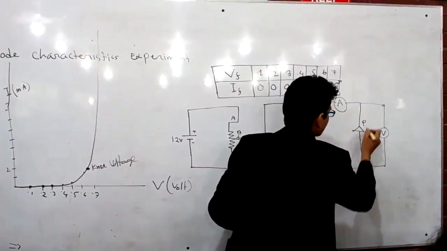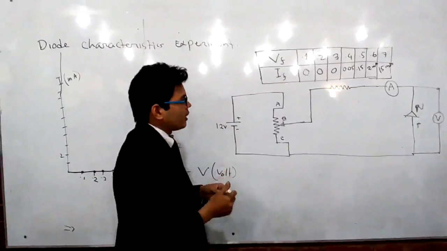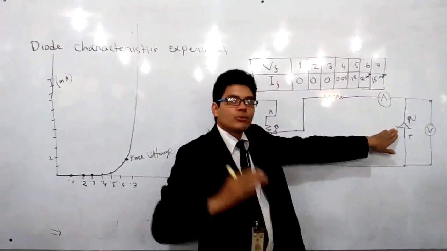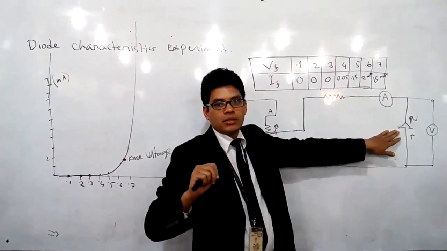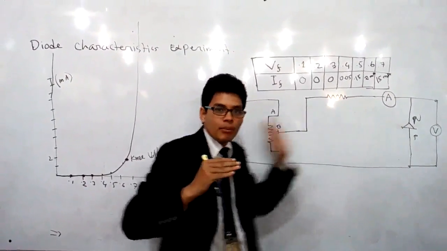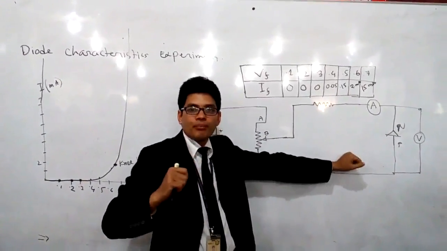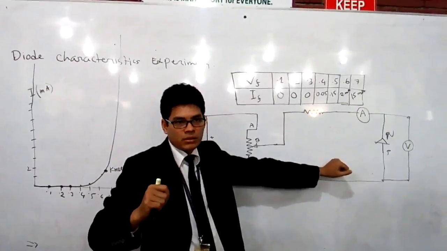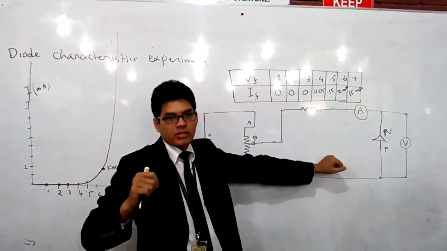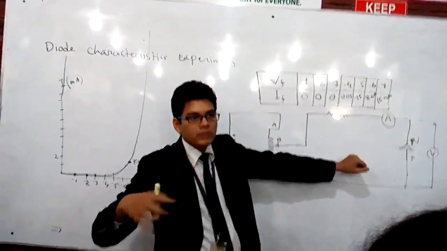So at this region, if we increase the voltage here, up to a certain value the diode will sustain. After that, it will burn. And the maximum voltage up to which the diode can sustain itself is called what? Peak inverse voltage. And after peak inverse voltage, the diode will burn.